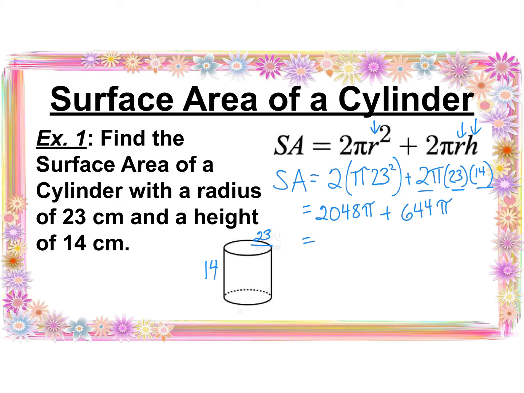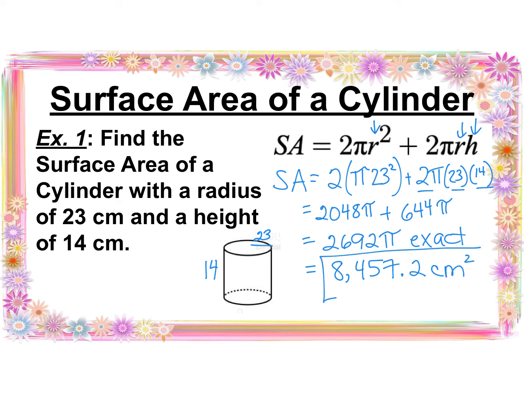So you're adding those two numbers together to get 2,692 pi. That is actually your exact answer. But if you want to see what the number is when you multiply it by pi, you can hit your pi button and round to 1 decimal, and that's about 3.14. So we've got 8,457.2. We have centimeters for our unit, so I'm going to square those because this is surface area. Centimeters times centimeters is centimeters squared.